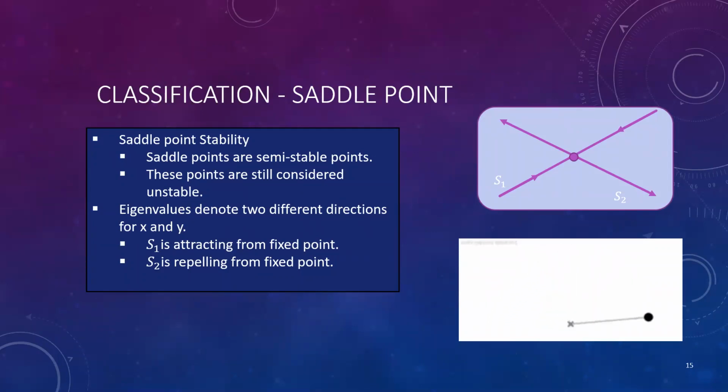If we look at the second figure, we can see the pendulum. As it goes through the middle, it might be stable. But as soon as it gets pushed in one direction, it's going to turn in that direction, and it won't be stable anymore. In the first figure, we can see that our eigenvalues specifically denote two different directions. Here, S1 is attracted to the fixed point. However, S2 is repelling from the fixed point, and this is the characteristic of a saddle point.